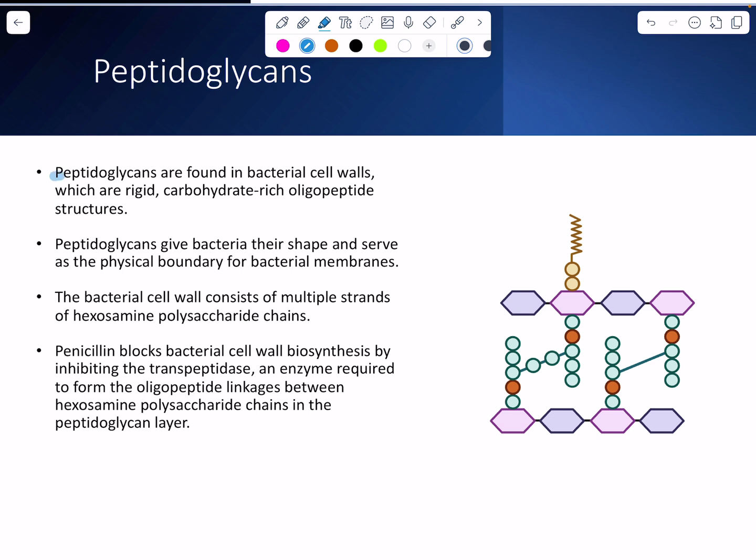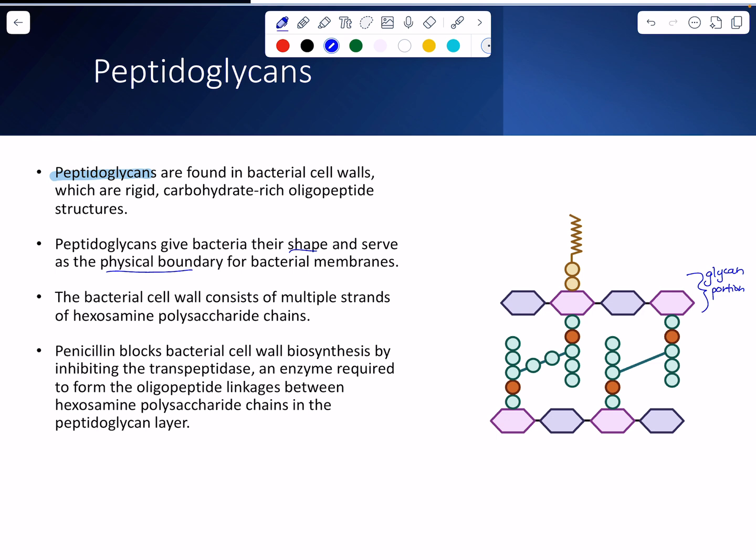Okay, so peptidoglycans are found in bacterial cell walls, and they contain a peptide part and a glycan part. This is the thing that's going to give bacteria their shape, and they're going to be the physical boundary between the outside and the bacterial membrane. And what are they made up of? This is the glycan portion, the sugar portion, and that's a sort of repetitive disaccharide, usually NAM and NAG.